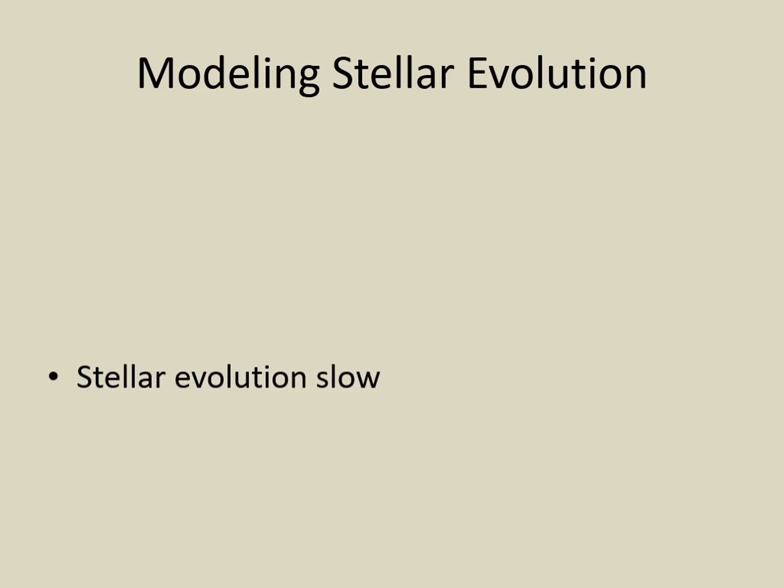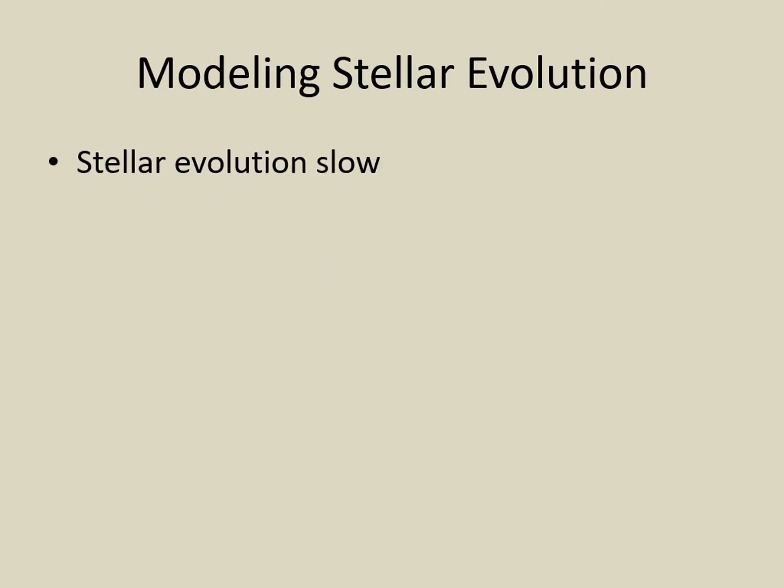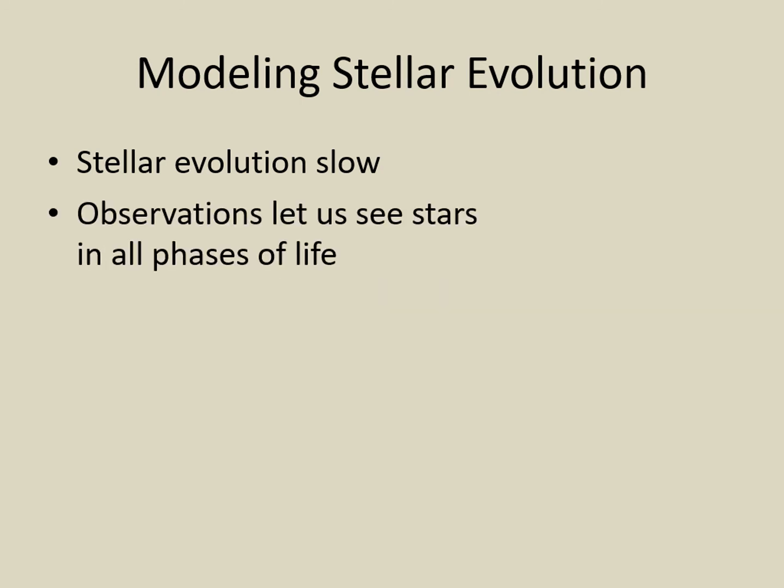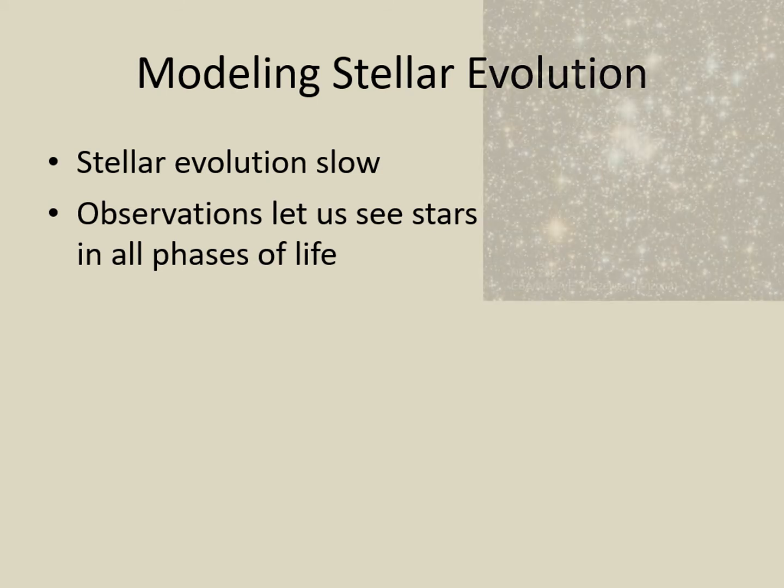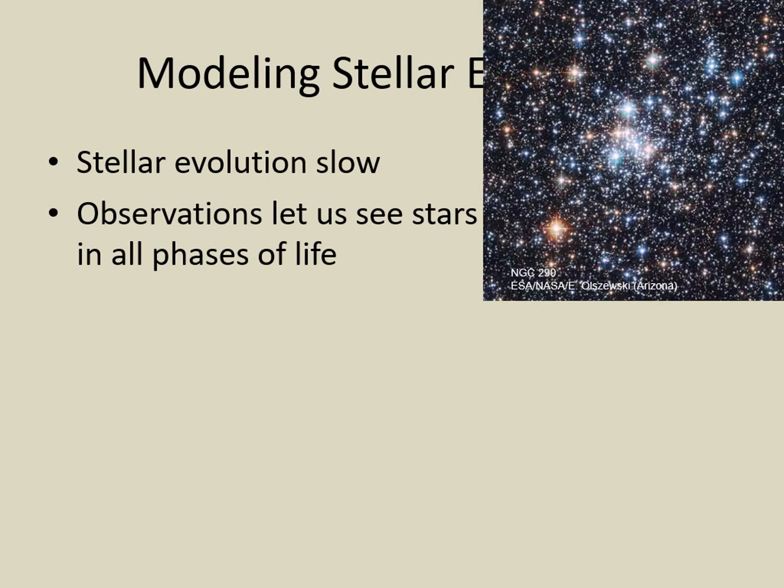Stellar evolution is slow. As we saw in the last chapter, the life of a star typically takes millions to billions of years, so on a human timescale, we rarely see any significant changes in a star. However, as we look at the sky, we can see stars in all stages of their evolution. There are stars forming, stars that are dying, and everything in between.